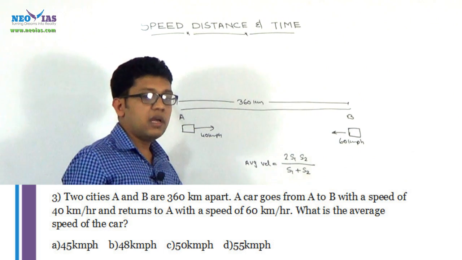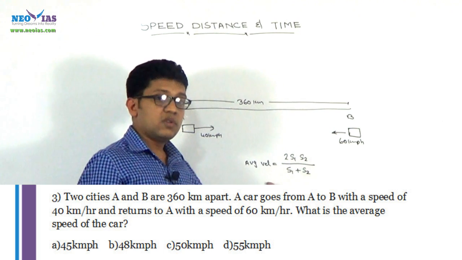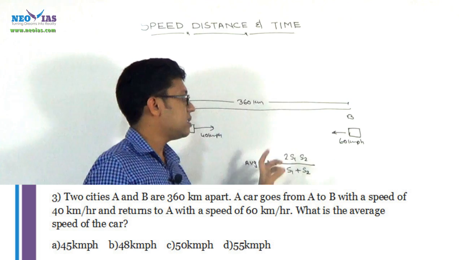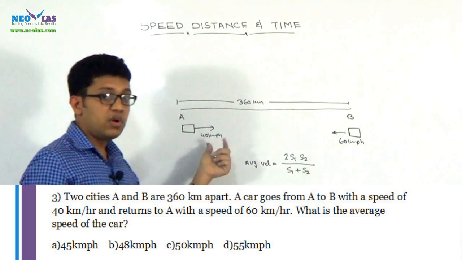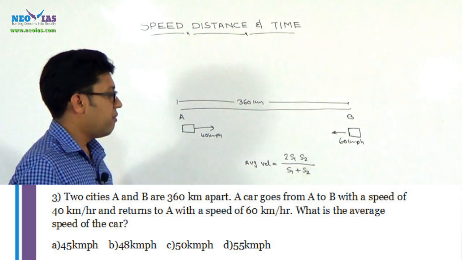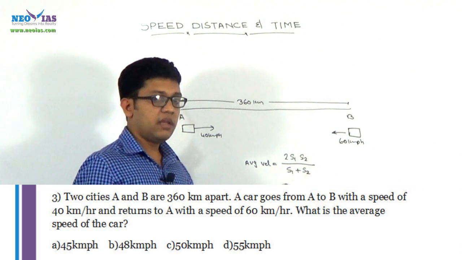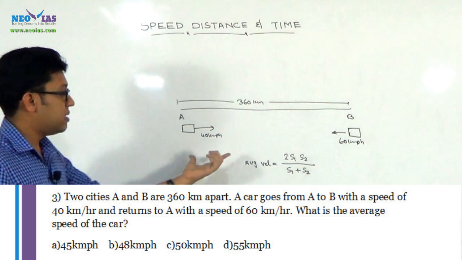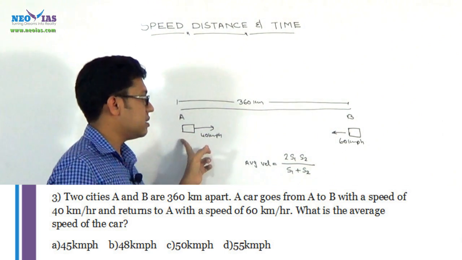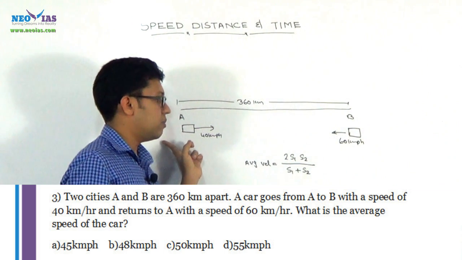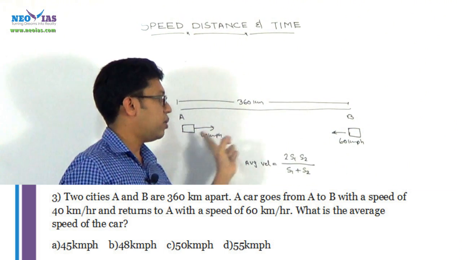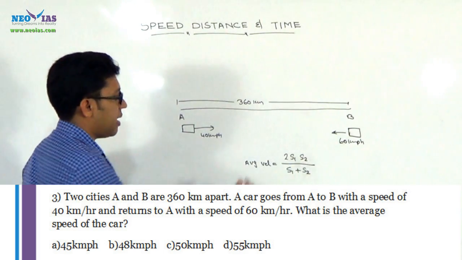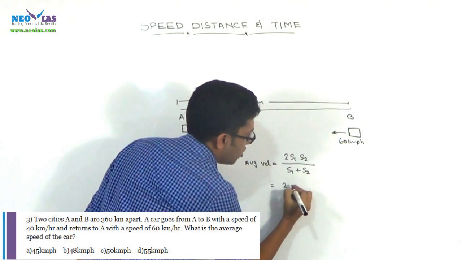And when can we use this equation to find the average velocity? We can only use this equation if and only if the distance covered for the two different speeds is the same. Here the distance covered is the same: for the first part of the journey from A to B and for B to A, he is covering a 360 km distance. Since the distance covered is the same, we can directly apply this formula and find the average velocity.